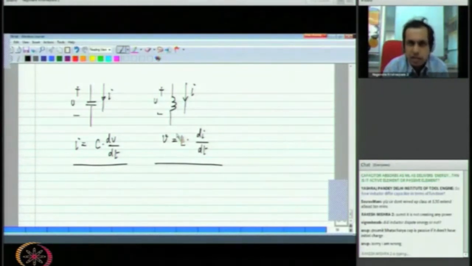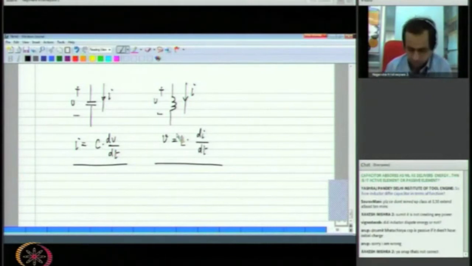And physically, of course, there is a difference. A capacitor stores energy in the form of electric fields, and an inductor stores energy in the form of magnetic fields. Another way of saying it is a capacitor stores voltage and an inductor stores flux linkage. An inductor stores a current.